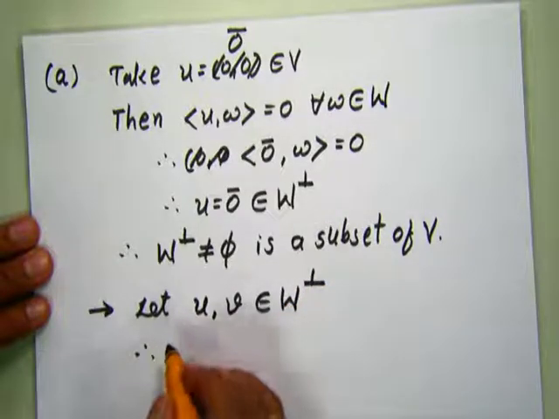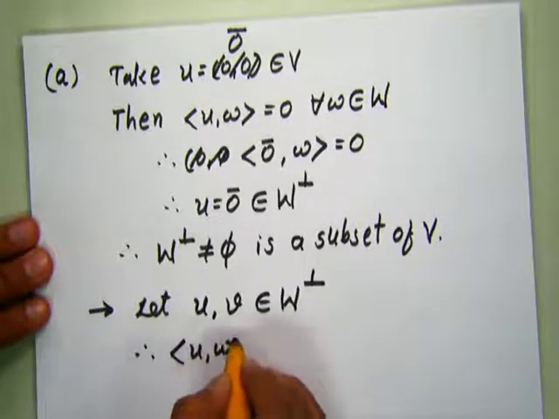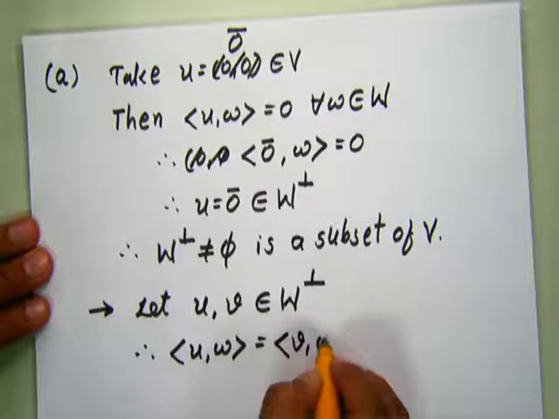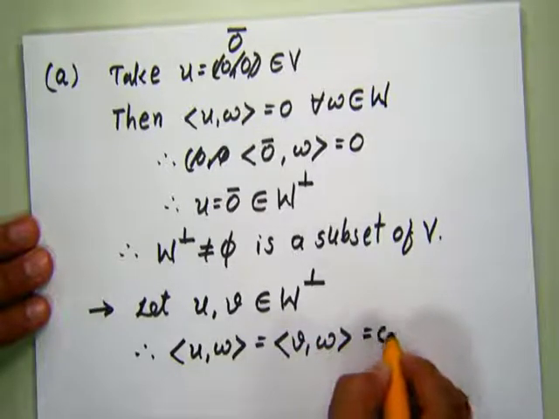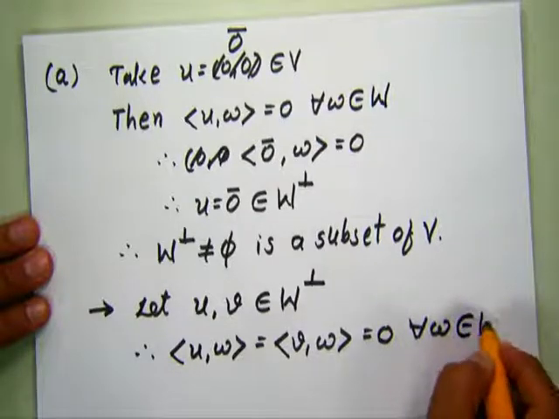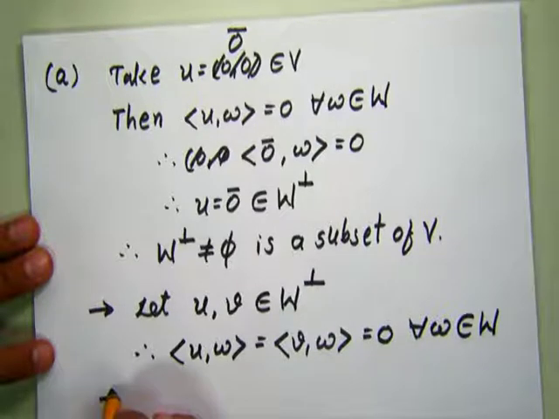Therefore the inner product of U with W equals the inner product of V with W equals 0 for every vector W in W. And we want to check whether U plus V belongs to W complement or not.